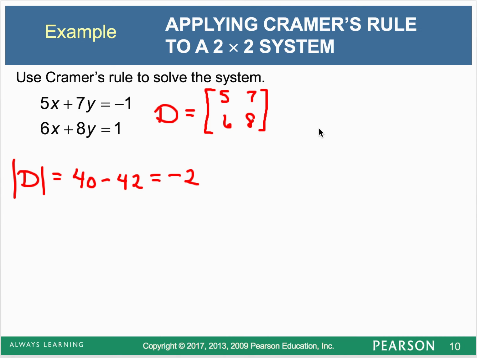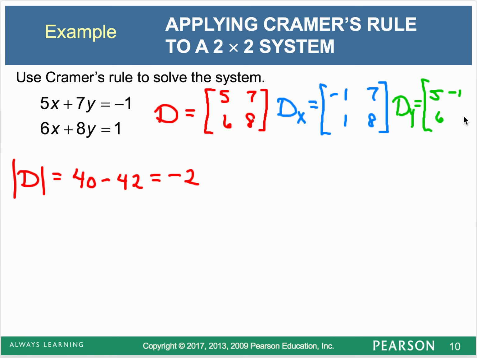Okay, if it's not 0, then it means we can use Cramer's rule to solve this. So my next step then, I'm going to make a D sub x matrix where I replace the x coefficients with the solutions. So negative 1, 1, and then the y's stay the same, 7, 8. Then I'm going to make a determinant D sub y where I replace the y values with the solution. X is going to stay the same. So 5, 6, negative 1, 1. Now I'm going to find the determinant of each one of those.